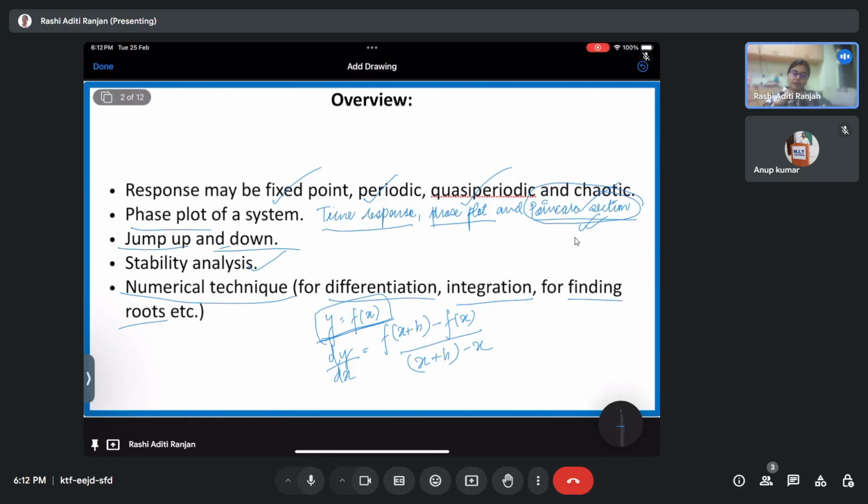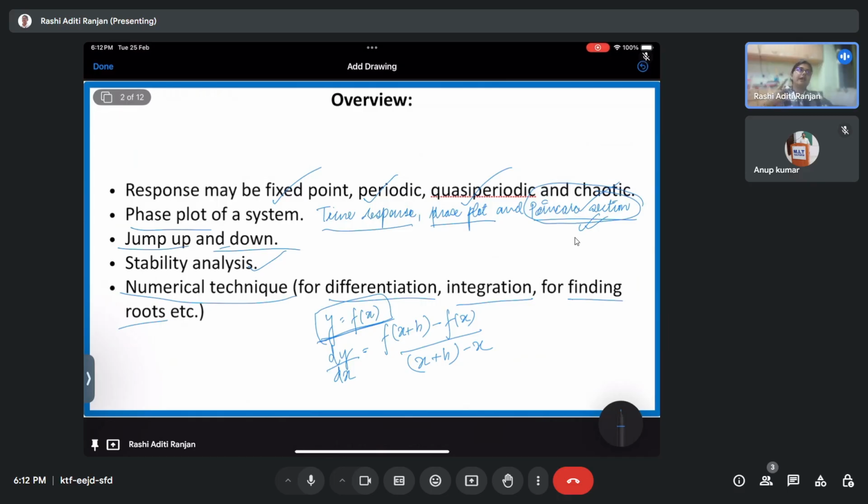Similarly, I could perform the integration, which we have already done using the ODE45, right? We were using the ODE45, RK4 method, or Euler method, any one which you can use in order to perform the numerical integration. And the third one is for finding the roots.